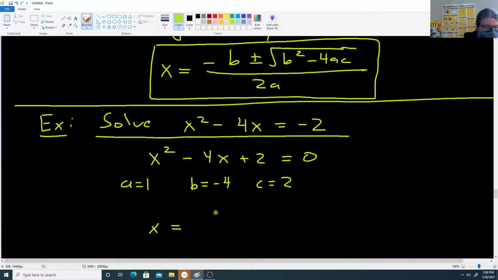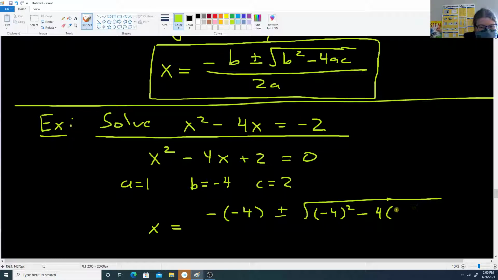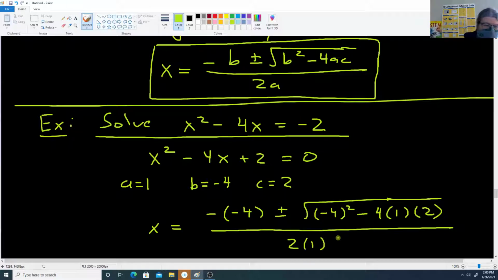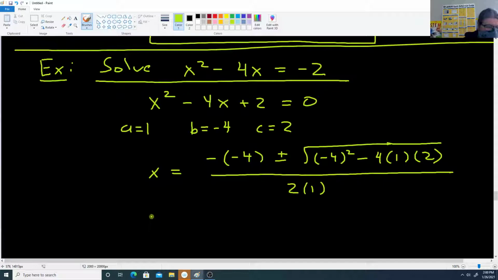So we get x is negative b plus or minus the square root of b squared minus 4 times a times c, all divided by 2 times a. Let's start to simplify that down so we can see what our answer is. So it's 4 plus or minus the square root of, let's see what's under here. Negative 4 squared is 16, minus 4 times 1 times 2 is 8. 16 minus 8 is 8.